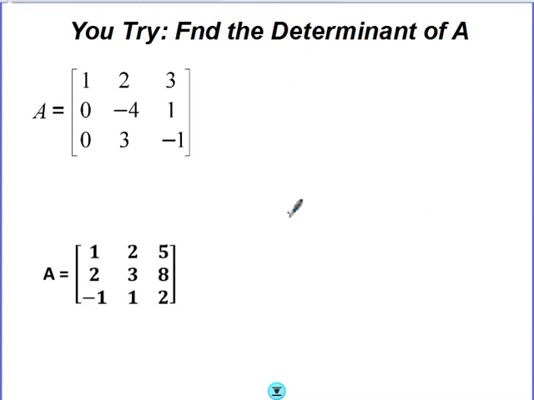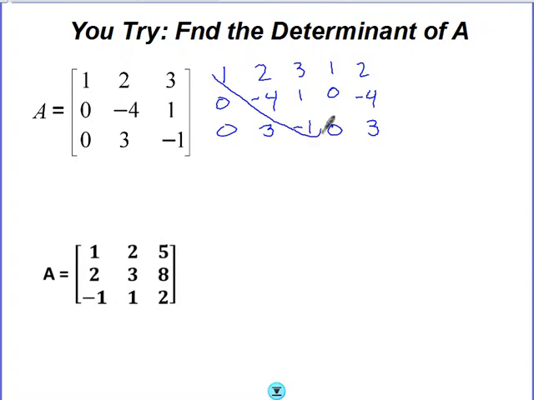Alright, so here are two examples. I'll do one each way so that we have another example. So this one I'm going to take and rewrite. So I have 1, 0, 0, 2, negative 4, 3, 3, 1, negative 1, and then I'm going to copy the first two columns again.